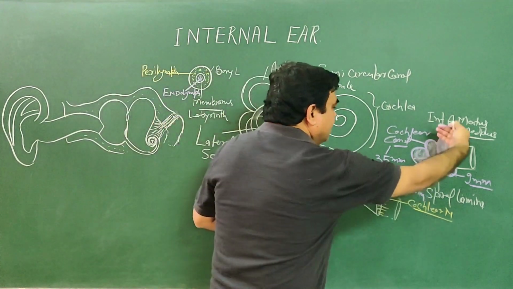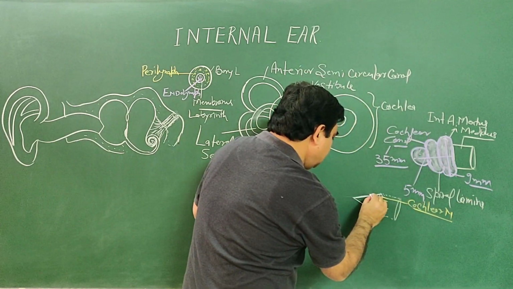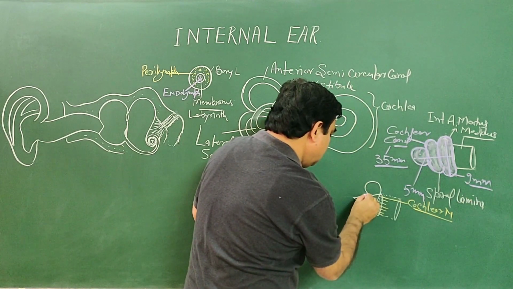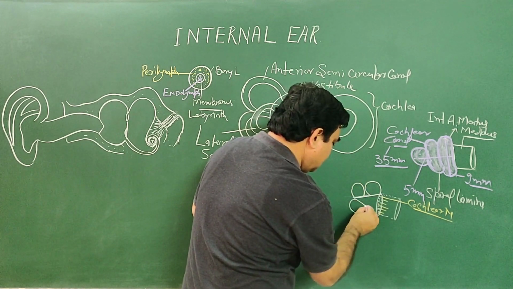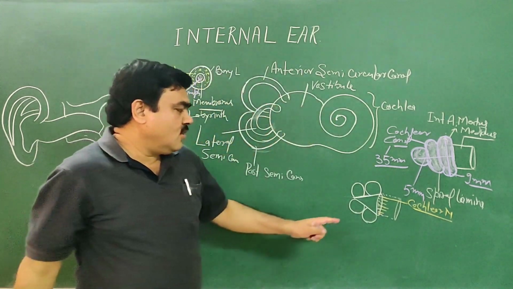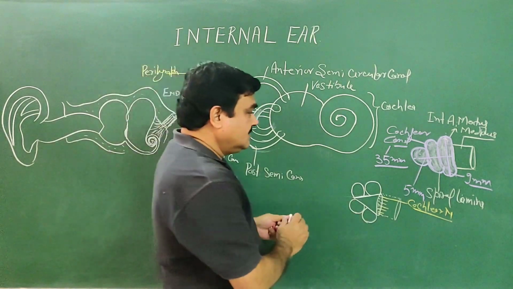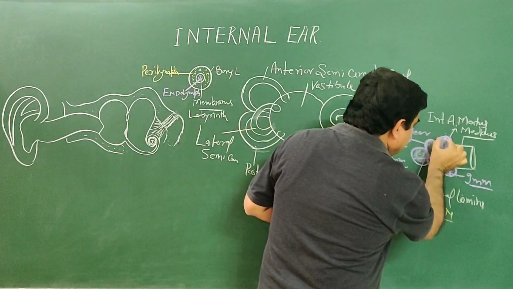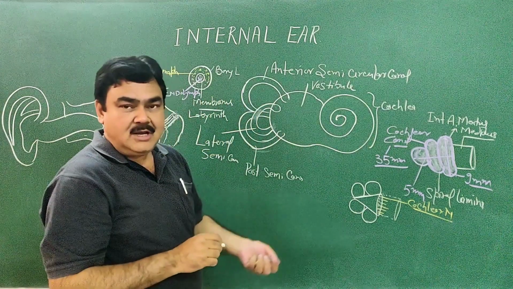And here, if you cut a section like this and separate, this is the position of the cochlear canal. These are the cochlear canals in the section. If you cut like this, here is the position of the cochlear canal.